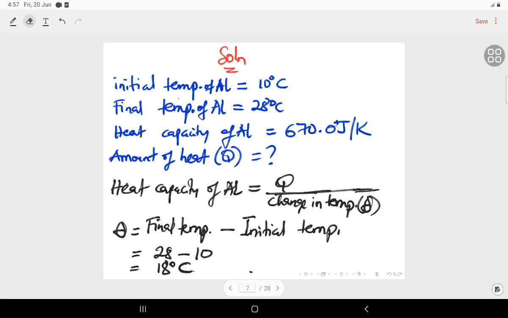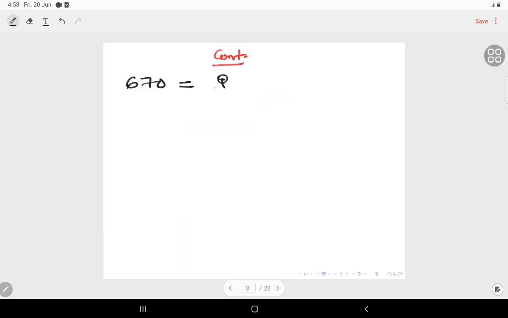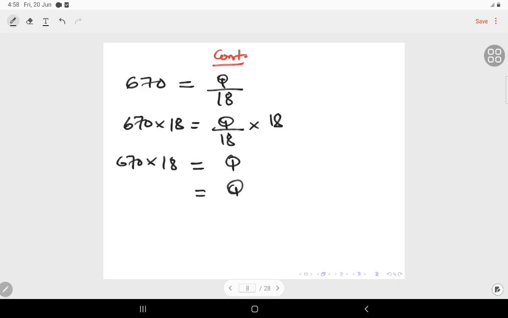Now, let's move on. The question wants us to find Q. So let's substitute our values. It becomes simple. We are given 670 equals what? The heat capacity is the 670, and we are asked to find the Q. We found our change in temperature to be 18. So we are just doing a simple change of subject, making Q the subject. And we are good to go. So what do we end up getting here? We are going to get Q to be 670 times 18.